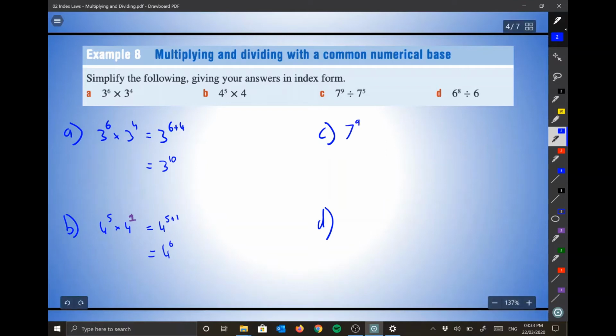Alright, now some division examples. 7 to the power of 9 divided by 7 to the power of 5. Remember, our first step should always be writing it as a fraction, and now we just have to remember 9 minus 5. So our answer is going to be 7 to the 4. And again, I'll get you to pause the video, have a go at this question yourself.